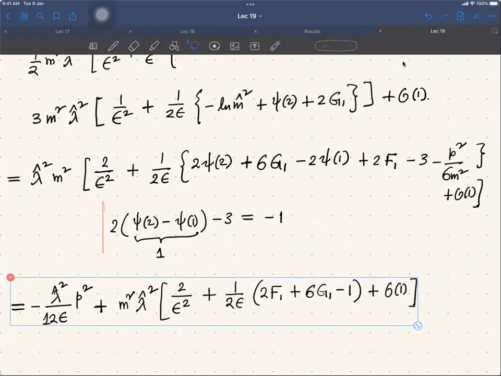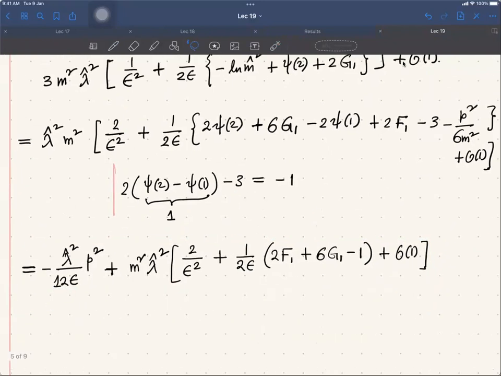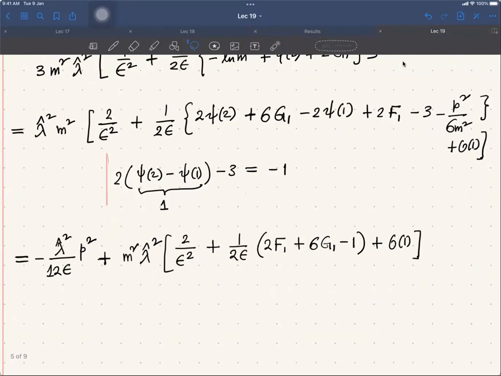One should check if this result is right. In fact, one should check all these calculations that I have been describing, if there are errors. So this minus 1 is coming from this psi2 minus psi1, minus 3 from that. So this is the result.